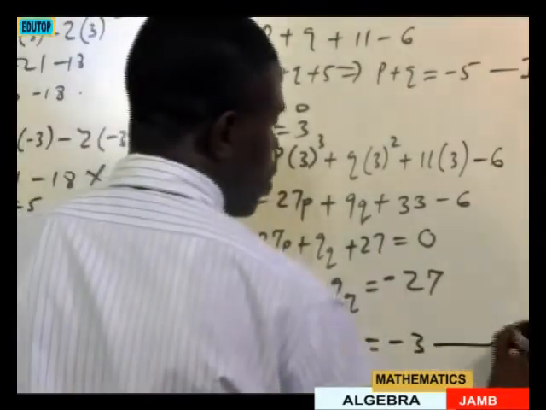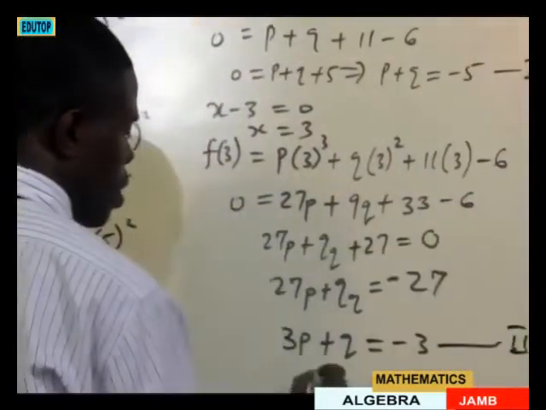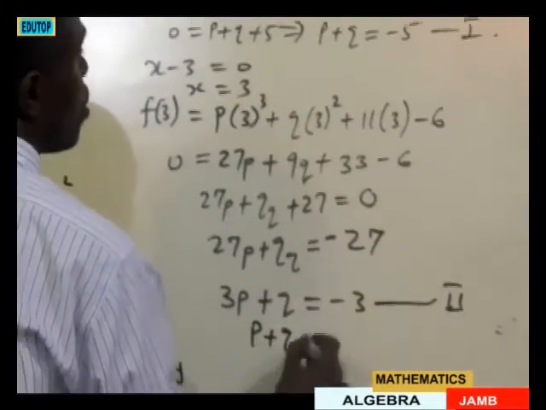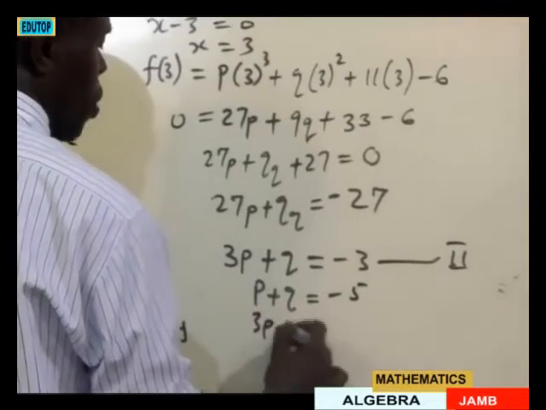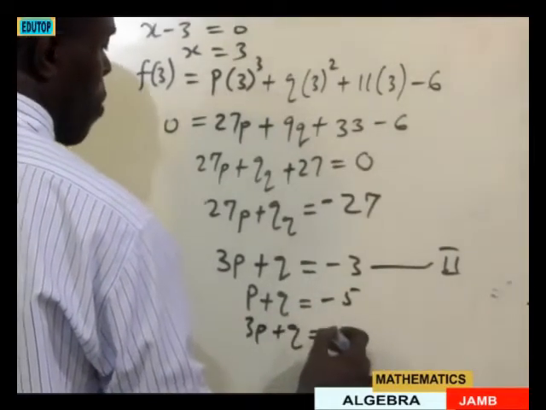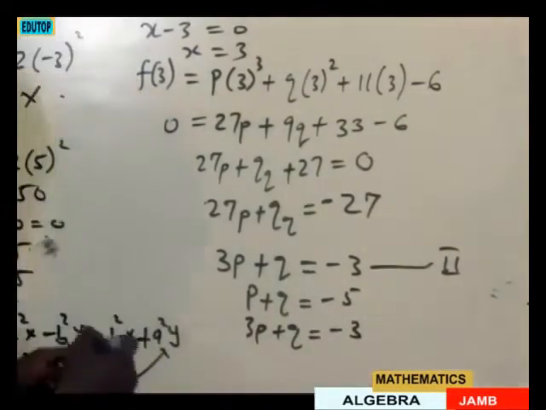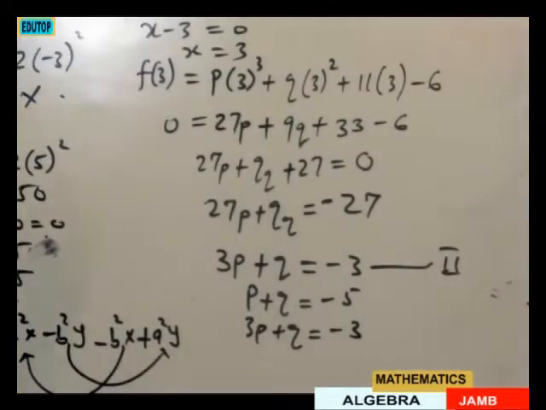So I call this equation 2. Let me now combine the two equations. P plus q equals minus 5. Then 3p plus q equals minus 3. So that's what I'm having. So I've combined the two equations now.